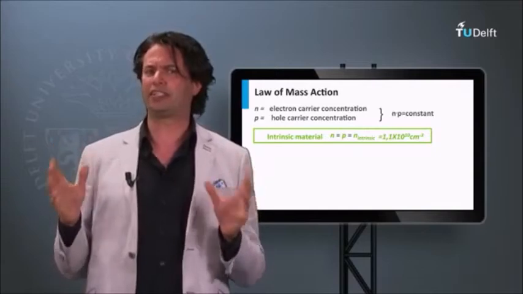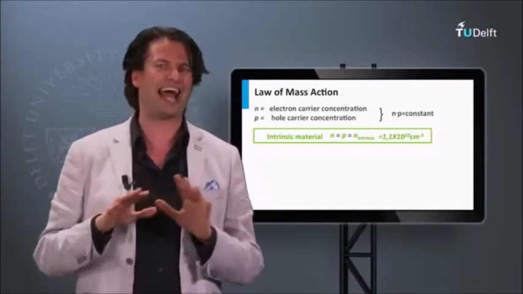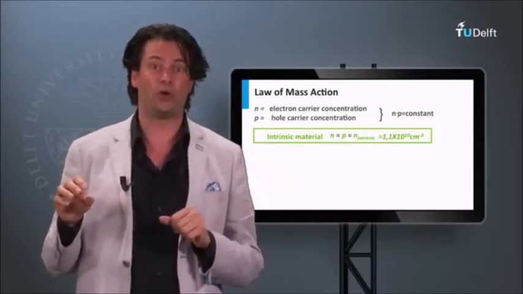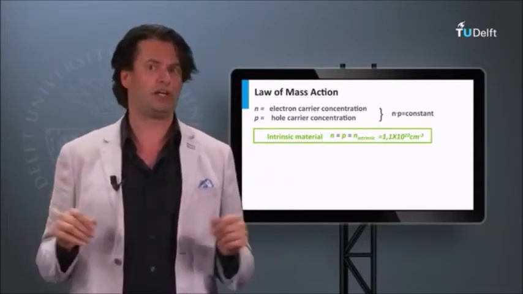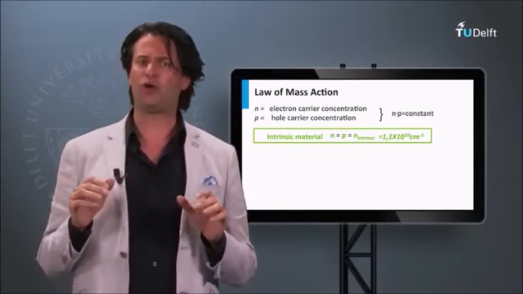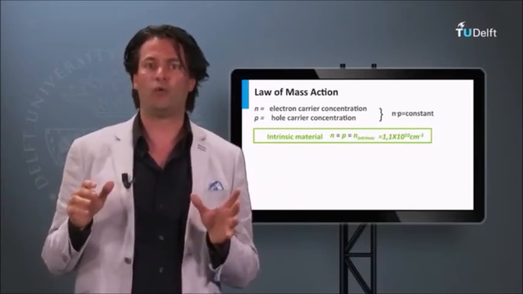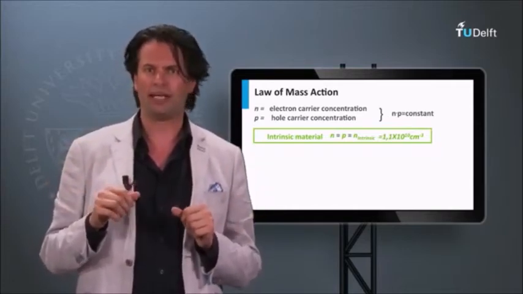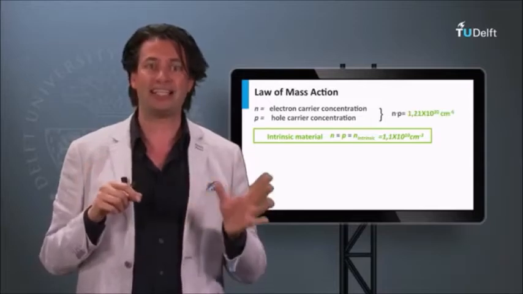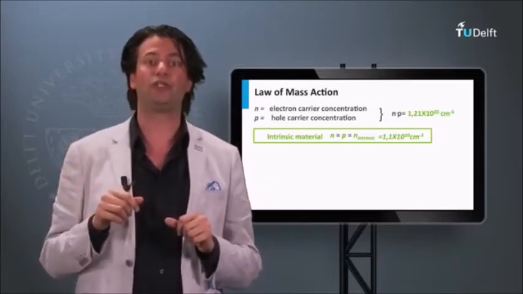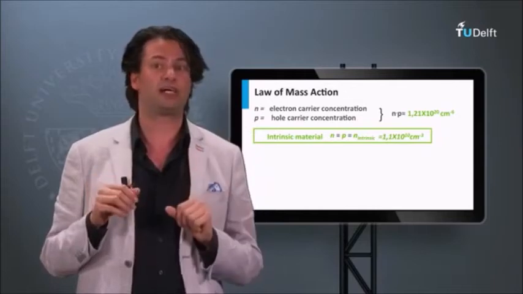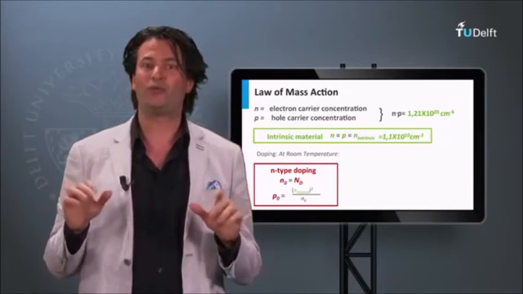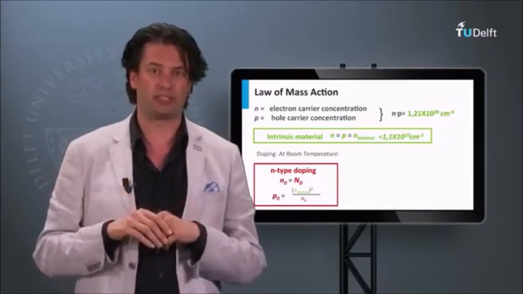So let's consider intrinsic silicon. This is silicon without any impurities. At room temperature, the electron density N and the hole density P are equal. For silicon, the electron and hole density is on the order of 1.1 times 10 to the 10th per cubic centimeter. This means the product N times P is equal to 1.21 times 10 to the power 20 per square centimeter to the fourth, that is per cubic centimeter squared.